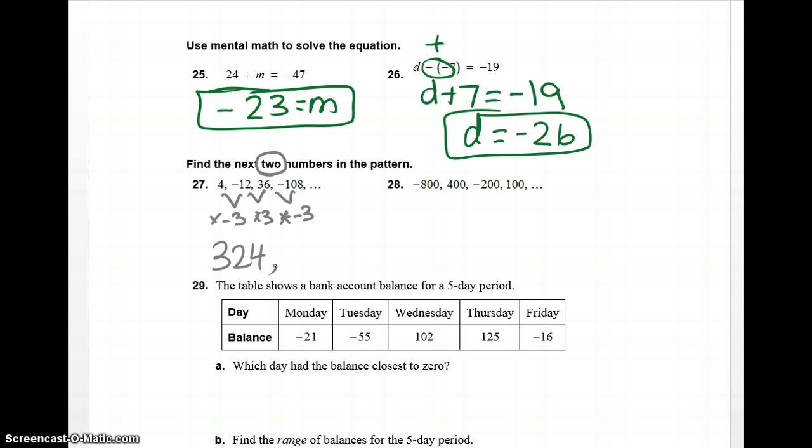Again, do your work to the side. And then 324 times negative 3 will be a negative 972. And those are my answers there.